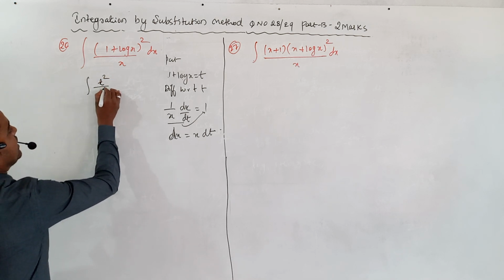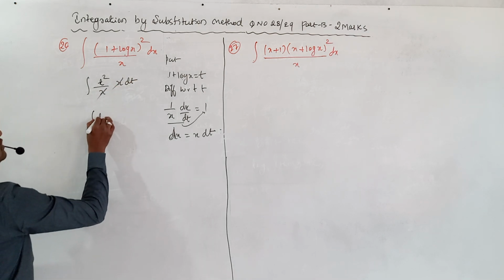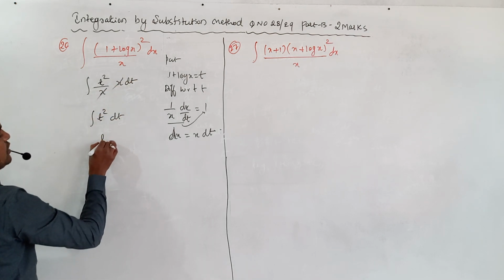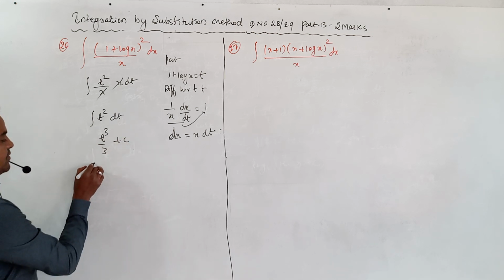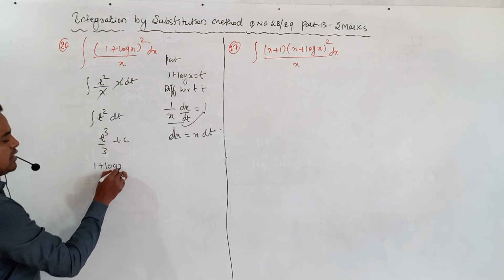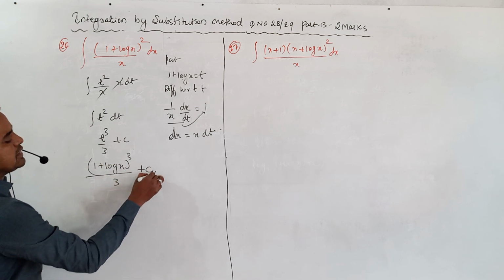Now come to here. t square divided by x into x dt. x cancels. t square dt. Now t cube divided by 3 plus c. What is the value of t? 1 plus log x, whole cube, divided by 3 plus c.